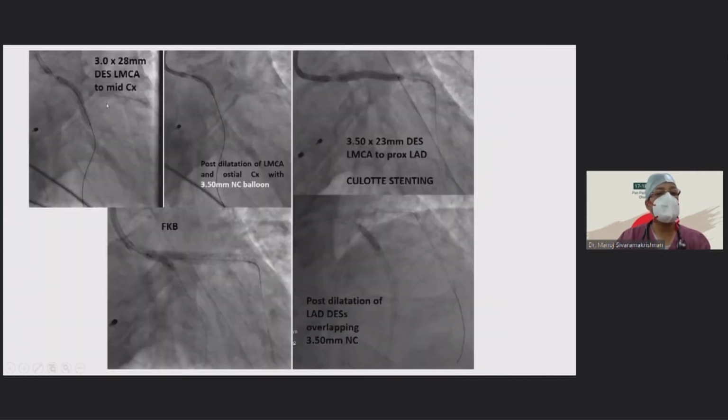Subsequent to that, by a Culotte technique, a 3 into 28 drug-eluting balloon was delivered from left main to the mid circumflex, and this was optimized with a 3 into 3.5 NC balloon in the proximal segment of the left main to the circumflex, and then a 3.5 into 23 stent from left main to proximal LAD was delivered by a Culotte technique, and final kissing balloon and optimization of the overlapping stent in the proximal LAD was done.